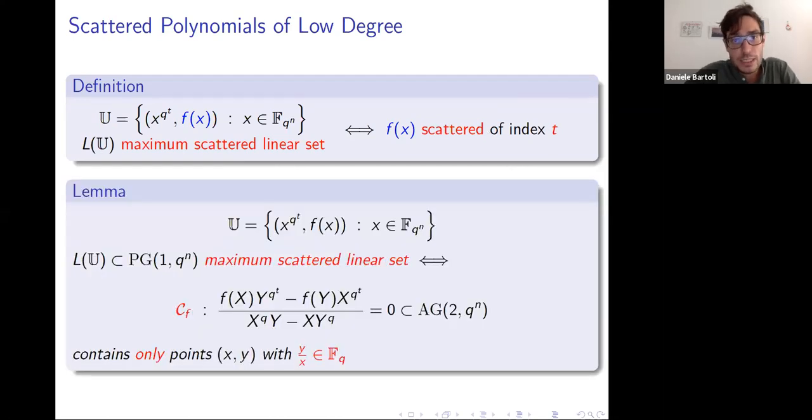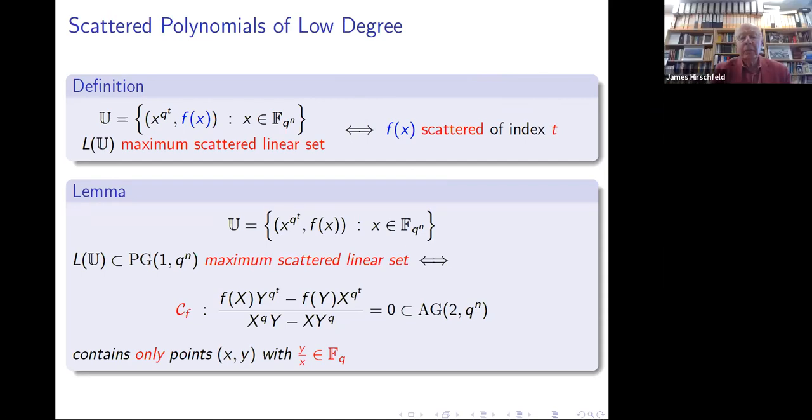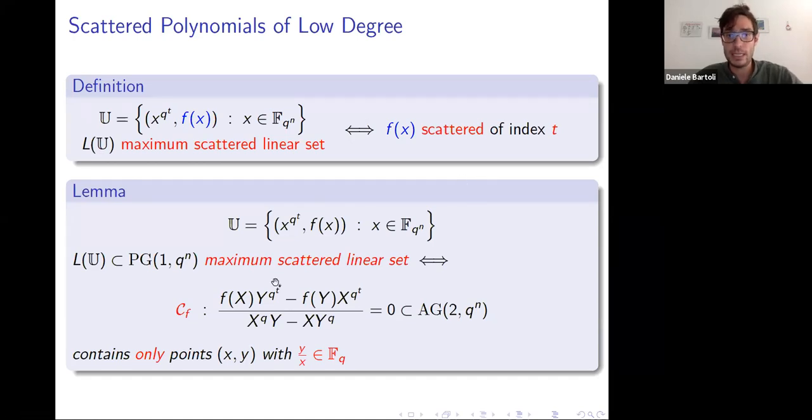Well, the connection between scattered polynomials of index t and algebraic curves is provided by the following lemma. Okay, so the connection is the following. Your set is a maximum scattered linear set if and only if this curve has no F_{q^n}-rational points whose coordinates, the ratio of their coordinates, is an element of F_q. So basically all the F_{q^n}-rational points of this curve lie on lines y equal to lambda x, where lambda, the slope, is in F_q.